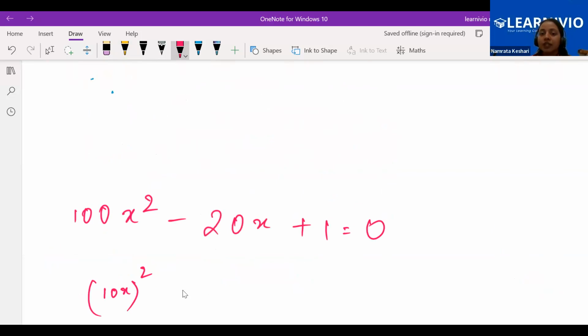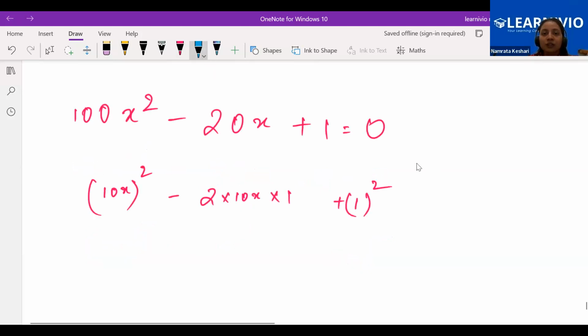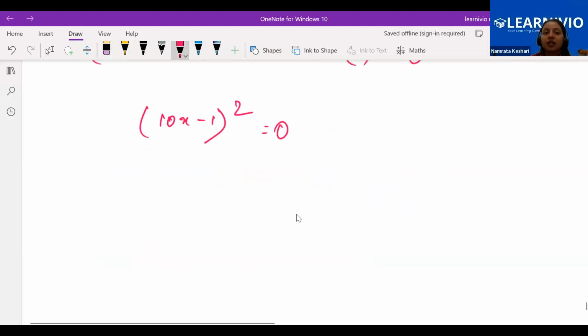Yes, we can. 1 we can write as 1 whole square because 1 square is just 1 only. Now the middle term we can write as 2 into a into b. Can you see it is just 20x? Yes. Does it look like any formula? a square minus 2ab plus b square. Can we write it as the a minus b whole square formula? Yeah, we can.